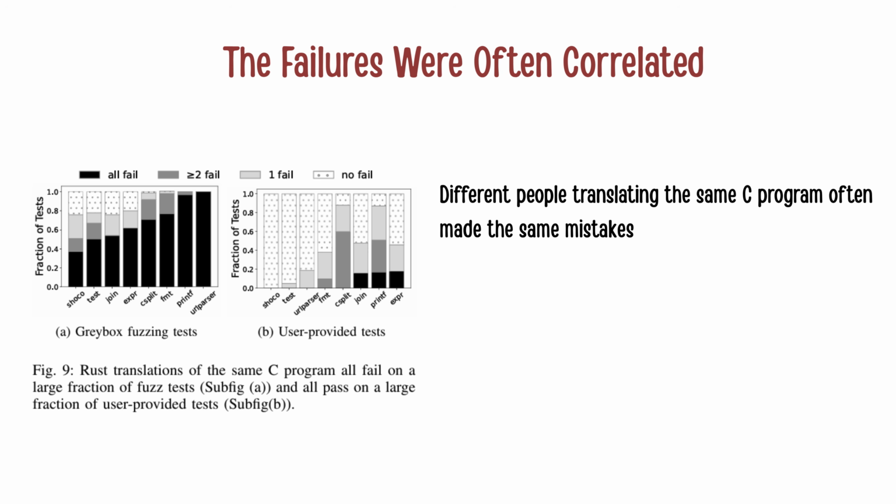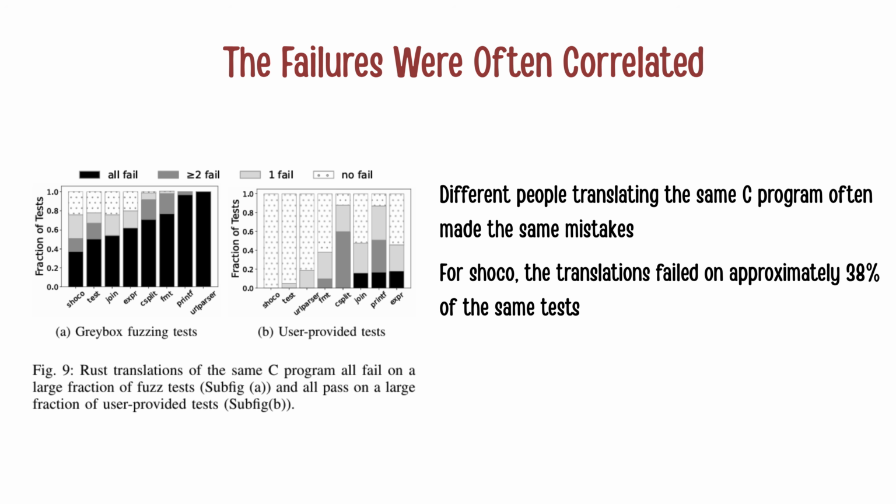Different people translating the same C program often made the same mistakes. For example, almost all translations of one benchmark failed on roughly the same set of tests. For Shoko, the translations failed on approximately 38% of the same tests. For the test benchmark, the number was around 50%. Why would different programmers independently make the same mistakes?